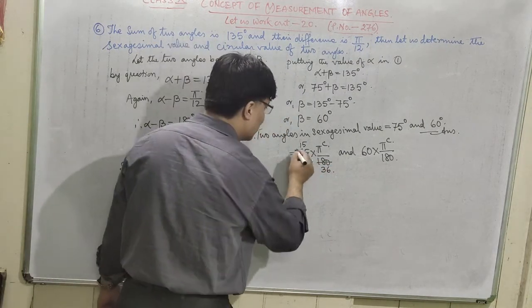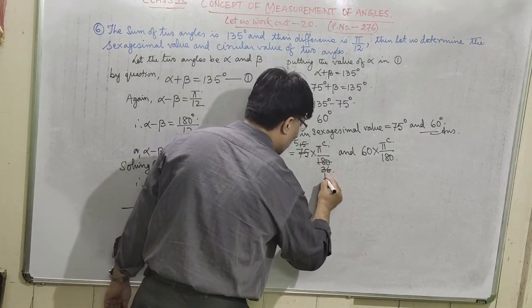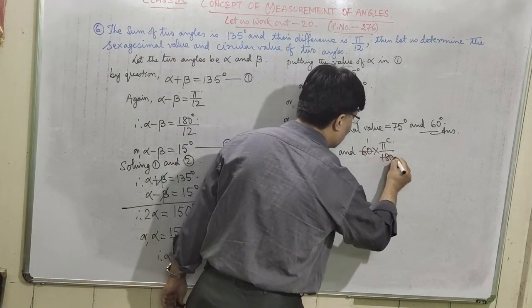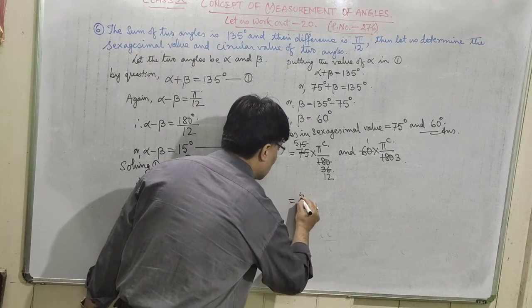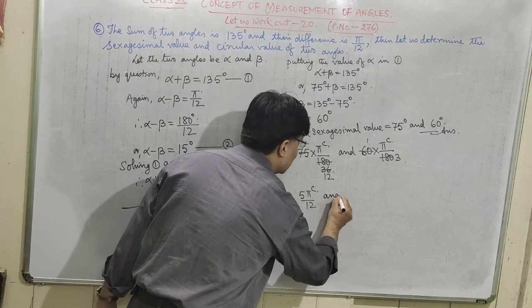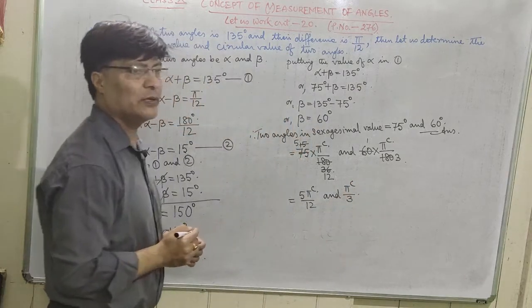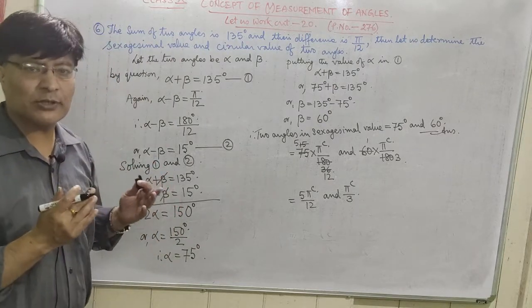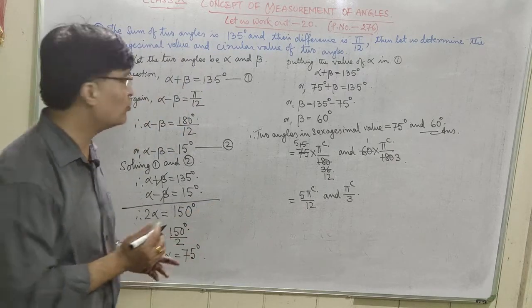Again, it can be cancelled by 3. This is 3 5s are 15. 3 1s are 3. 3 2s are 6. Okay. So here you can cancel it by 6. 6 1s are 6, 6 3s are 18. So which is equal to 5 pi radian by 12 and pi radian by 3. So we have got the two angles in terms of circular value, that is 5 pi radian by 12 and pi radian by 3.